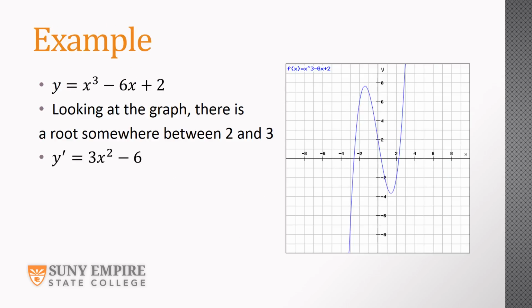Suppose we want to find the roots of the function y equal to x cubed minus 6x plus 2. This function has no rational roots, but if we look at the graph, there is clearly a root somewhere between 2 and 3. We will attempt to use Newton's method to find a reasonably good approximation for this root. Since we will need it for the method, we start by finding the derivative of the function. Y prime is equal to 3x squared minus 6.